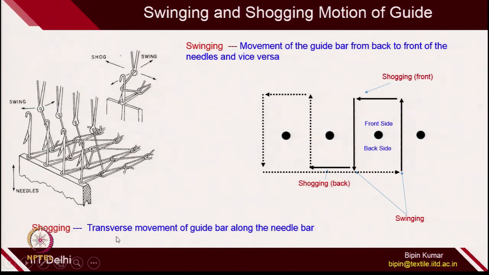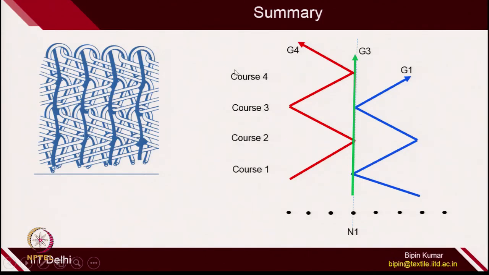So, let us summarize it. Swinging and shogging you need to understand very, very carefully, especially the shogging motion at the back side, which decides the different types of fabric structure. In this particular lecture I showed you 5 to 6 types of different fabric structures, single bar structures and double bar structures. I also gave emphasis on how one needle is interacting with different guides during different courses. I also explained some of the basic structures, how you can define this in each different course, with different guides interacting with the same needle.